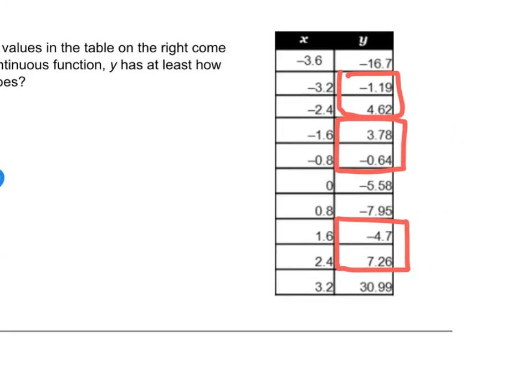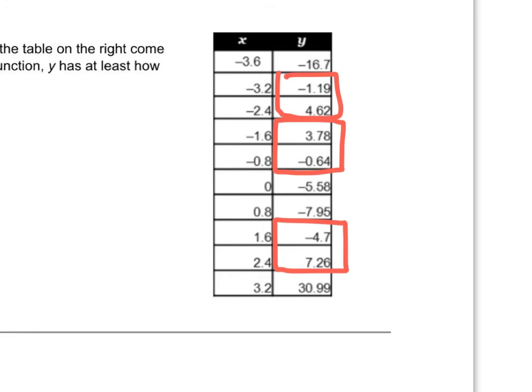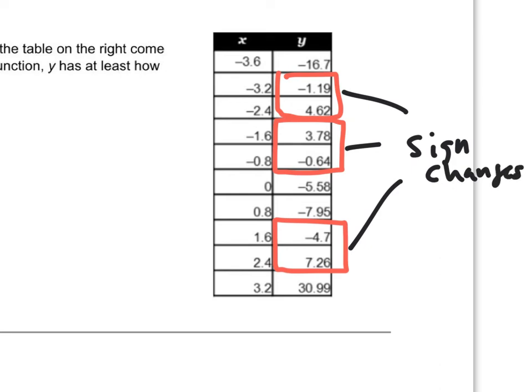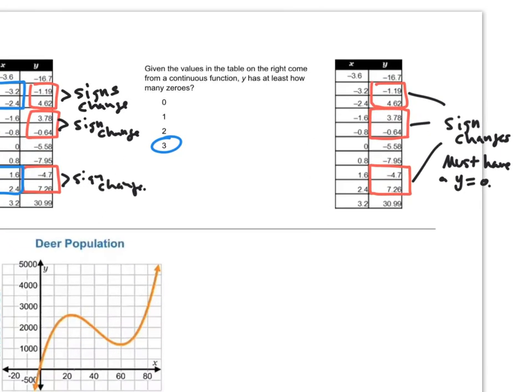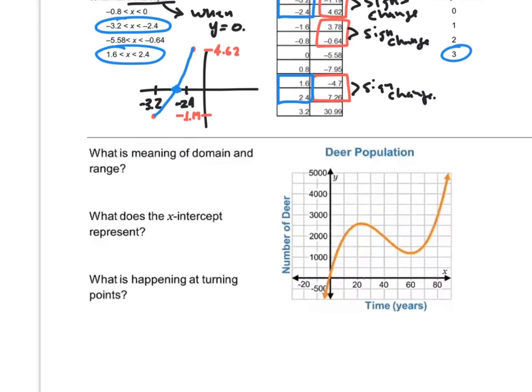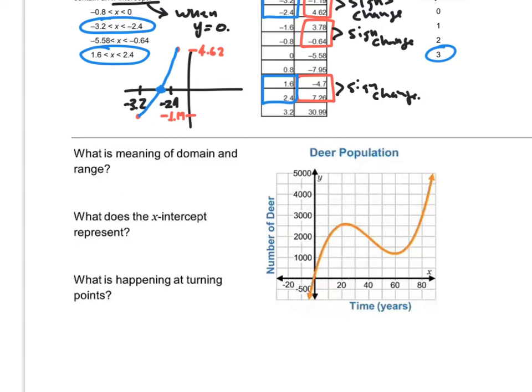And same thing over here. This is where all 3 of these, the sign changes. So it must have a y value of 0.